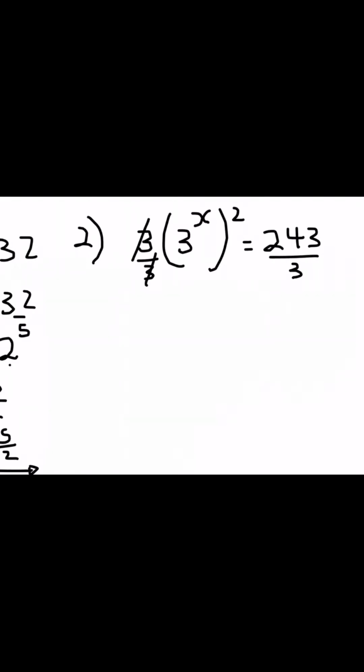That's how it disappears. Then you remain with your 3 to the exponent of x squared equals, what is that when you punch it on your calculator? You'll say 243 divided by 3 gives you 81.